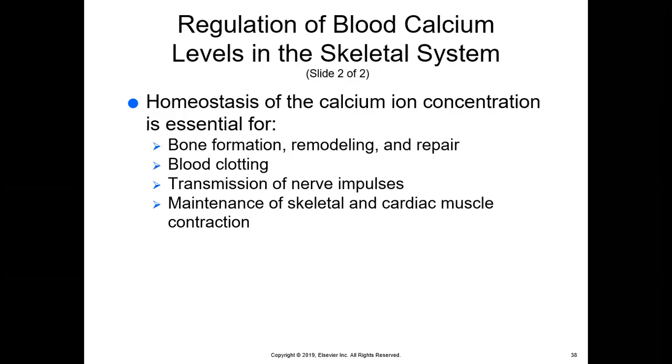So we look at homeostasis of the calcium ion concentration, which is essential for a number of things. Homeostasis means balance. So we need to have a calcium ion concentration balance for a number of reasons. One is bone formation. Then it's needed for blood clotting. It's needed for nerve impulses to be transmitted. It's needed for muscle contraction, not just the skeletal muscle contraction, but also the cardiac muscle contraction.